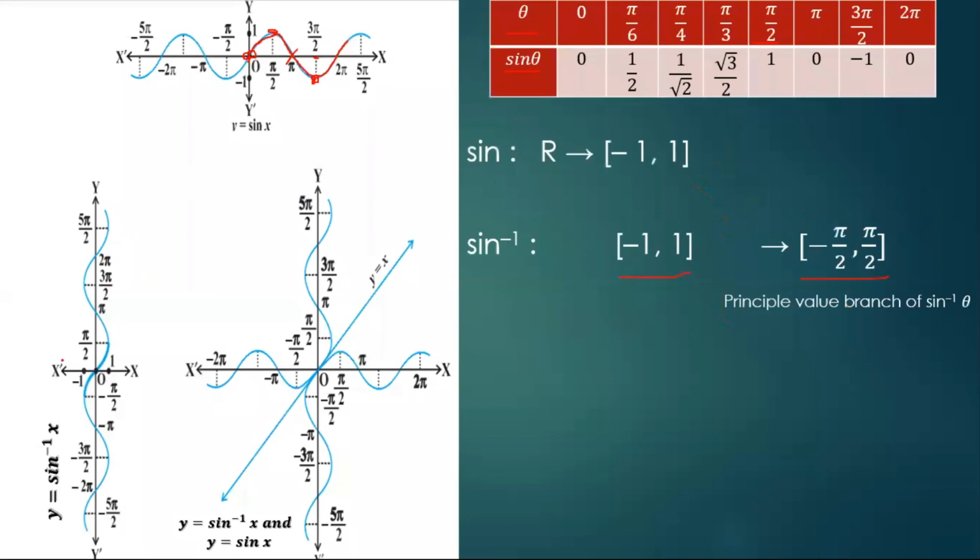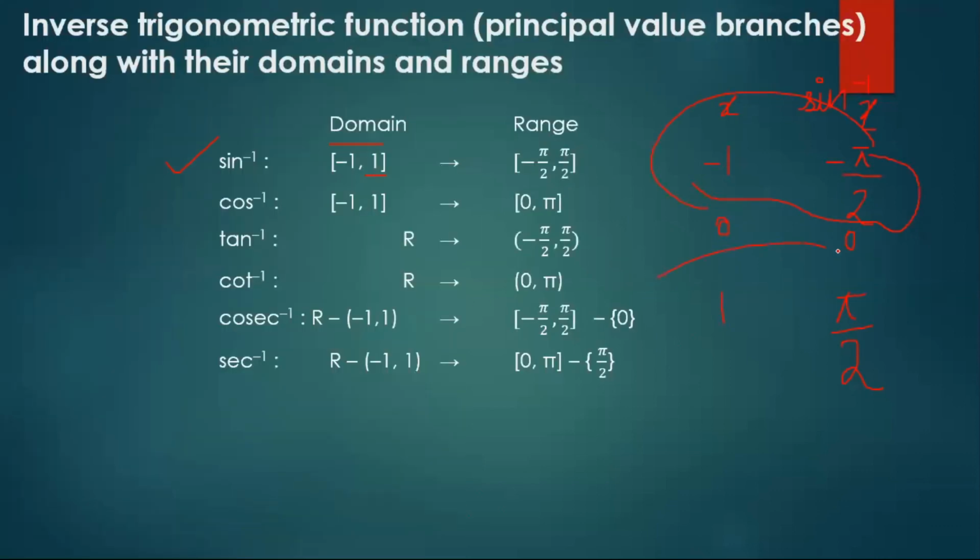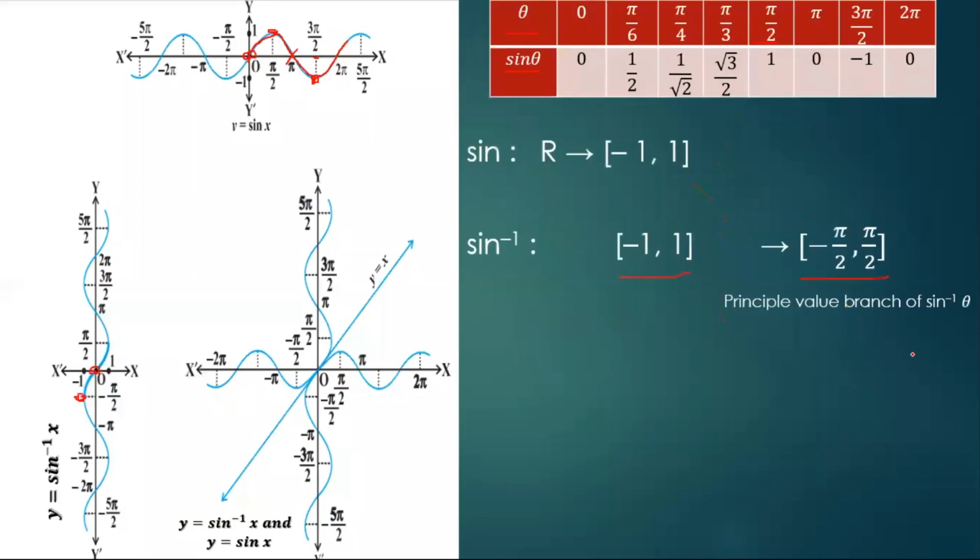Let's see. Negative 1 on the x-axis, and negative pi by 2. See, plotted. Then we had 0 comma 0. Then we had 1 and pi by 2. 1 on the x-axis and then pi by 2. See, plotted. Is it clear? It's completely ulta, the graph is just tilted for sine inverse.